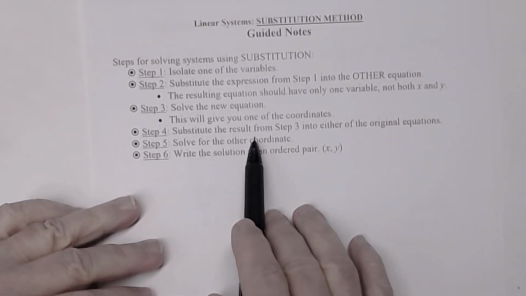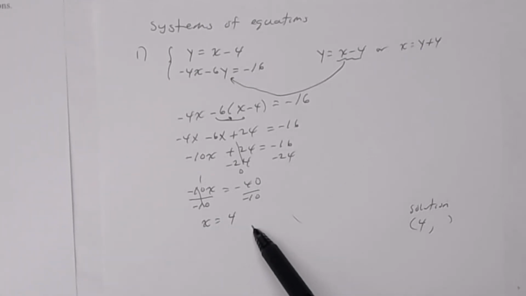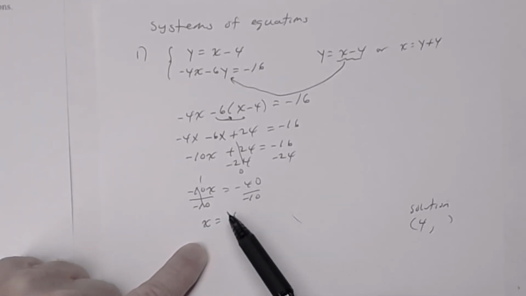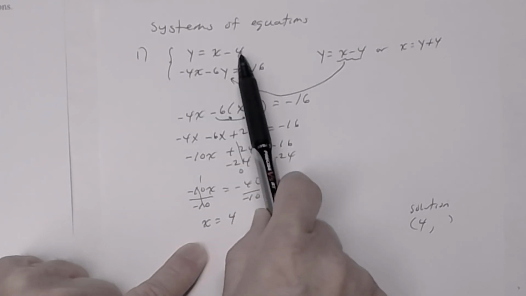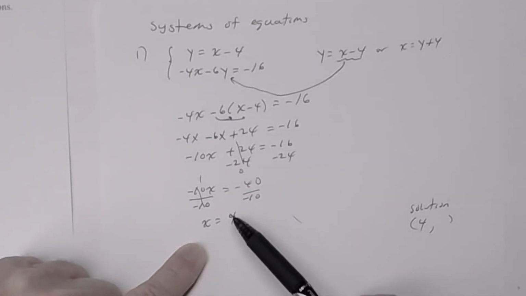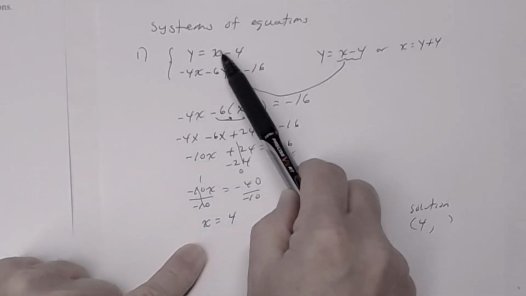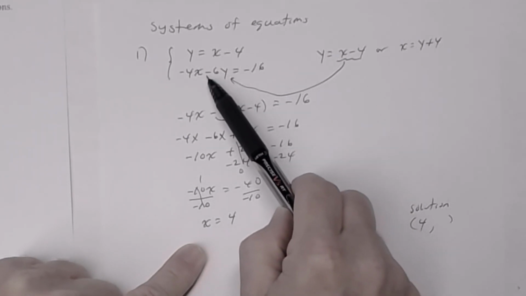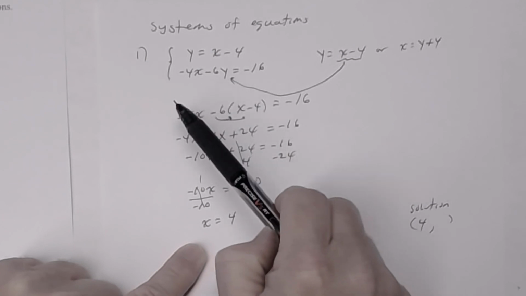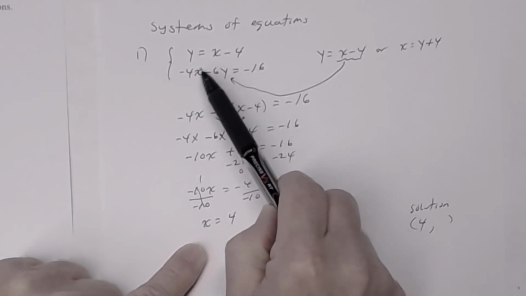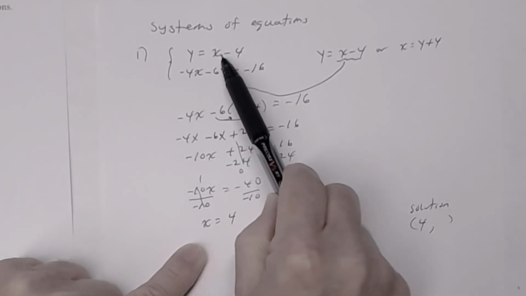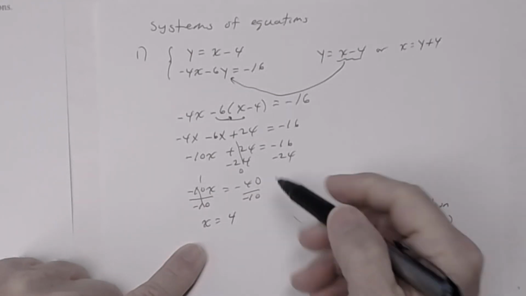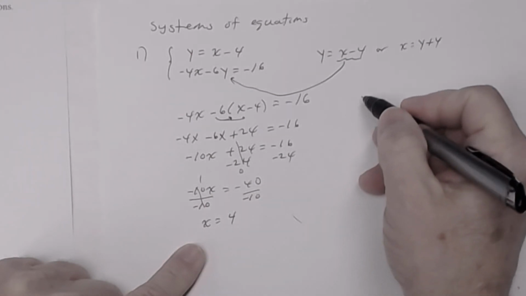Step 4 is to substitute the result from step 3 into either of the original equations. Here's my result: x is 4. I go back to the original, and always go back to the original, and wherever you see an x, you substitute 4. It does not matter which one you use, by the way. You could do both of them just to check that both y's are the same, but I'm going to use the top one since y is already by itself. So I'm going to do step 4 right here.